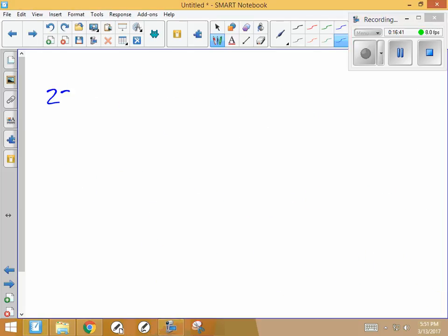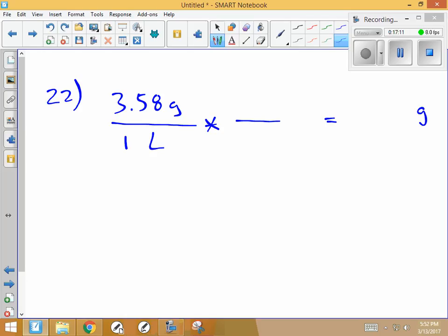Okay, 22, a little trickier. They give us a density of a gas that's made out of sulfur and oxygen. Density is 3.58 grams per 1 liter. And we're told to find the molar mass of this gas. Now, interestingly enough, we've got liters on the bottom and molar mass. The units of molar mass is grams per mole. So what do we do to get the grams per mole if we have grams per liter?